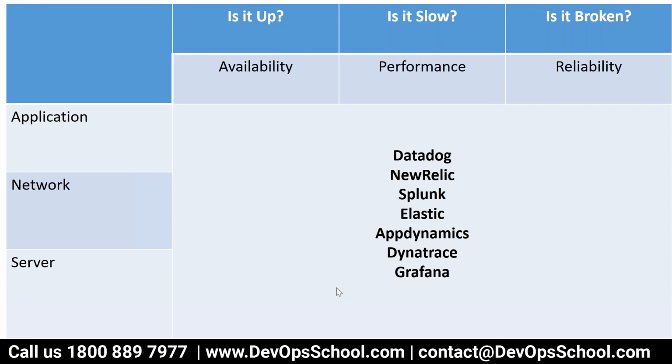So our goal, our objective, is to find out whether my application is available, is it up? Is my application slow, with performance issues? I want to know whether my application is reliable, is it broken? I want to know my application availability, performance, reliability. I want to know network availability, network performance, network reliability. I would like to know server availability, server performance, server reliability. In a simple way, is my server up? Is it slow? Is it broken? Is my network up, slow, broken? Is my application up, slow, broken? And I would like to know complete information.